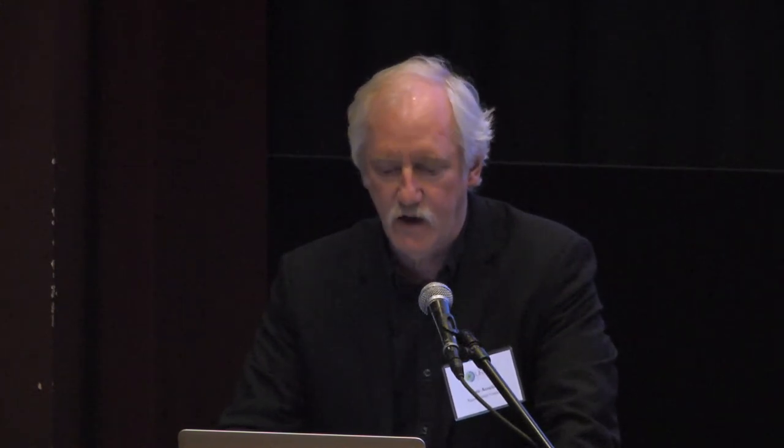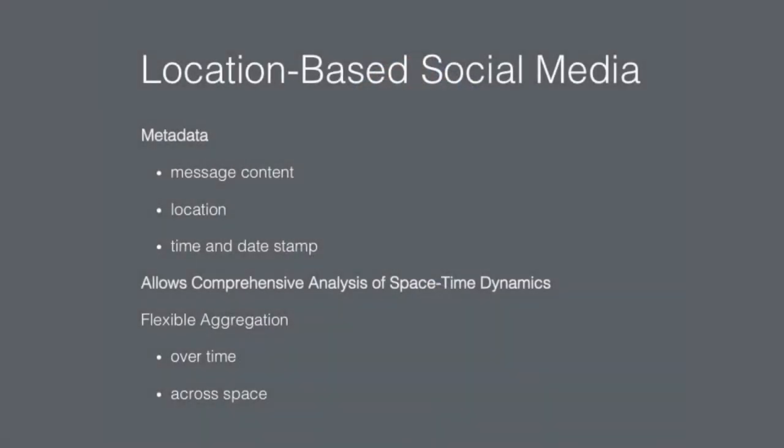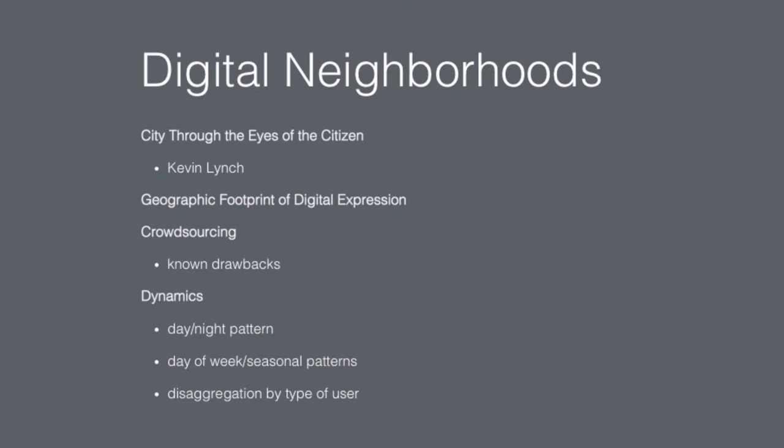So what we're interested in is the metadata. We have the location stamp. We have the time and date stamp, so we know when this happened and where this happened. And we'll look at this idea of digital neighborhoods. So it's the city through the eyes of the citizen. It's a form of crowdsourcing where people voluntarily provide the information. There's no sampling or anything like that going on.